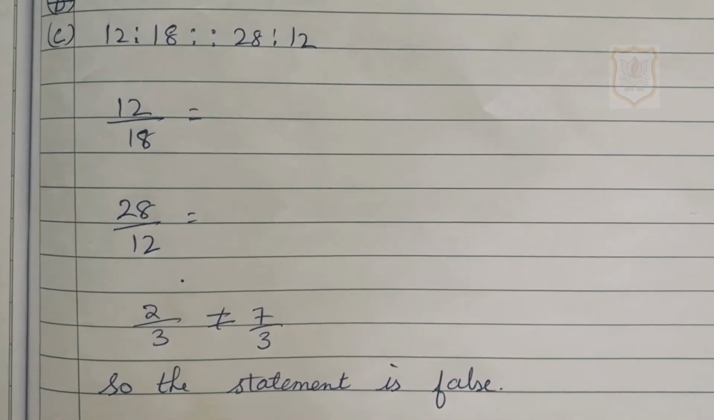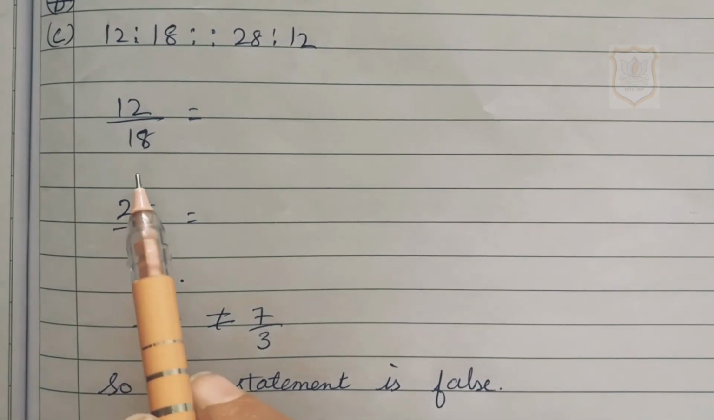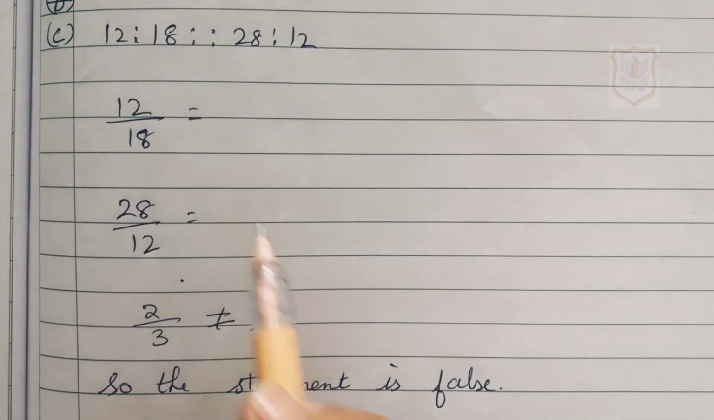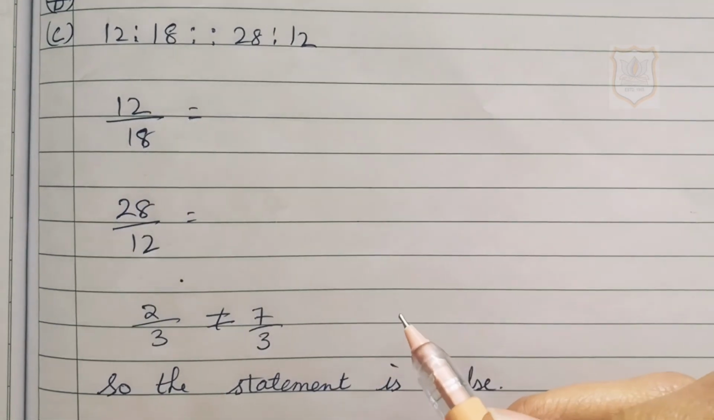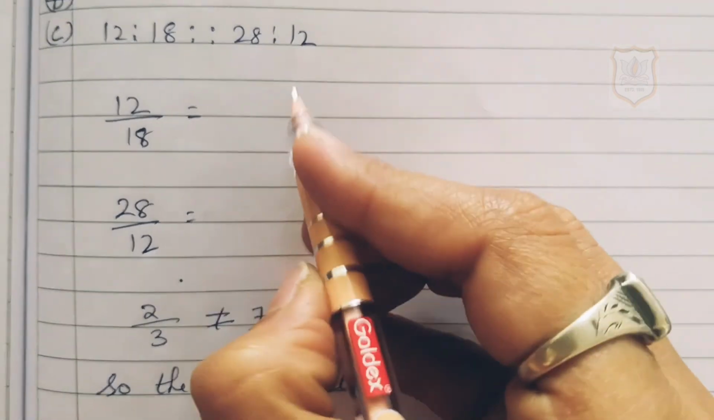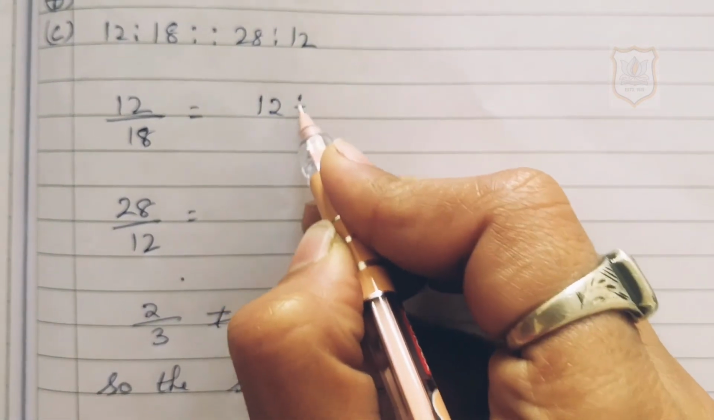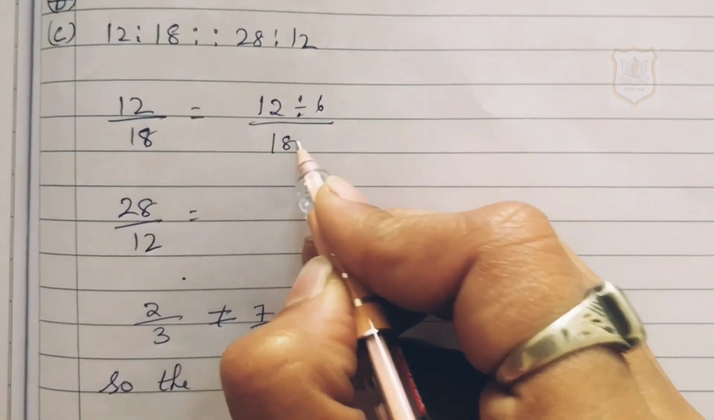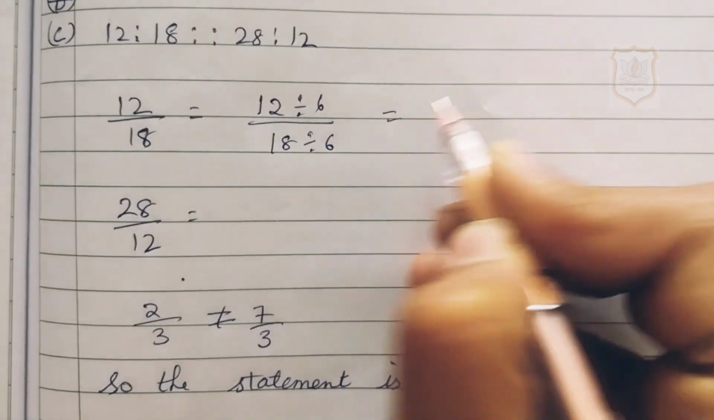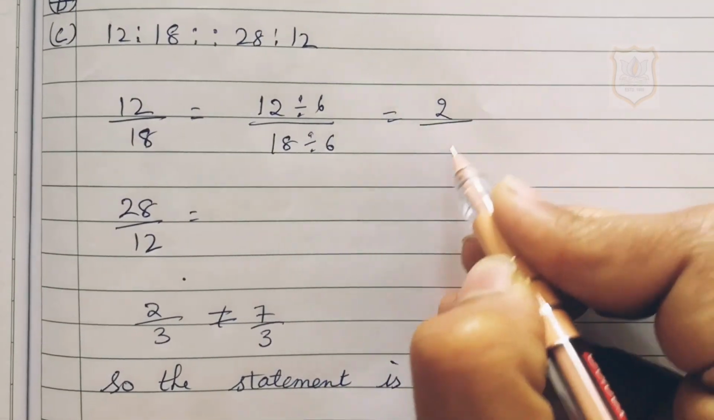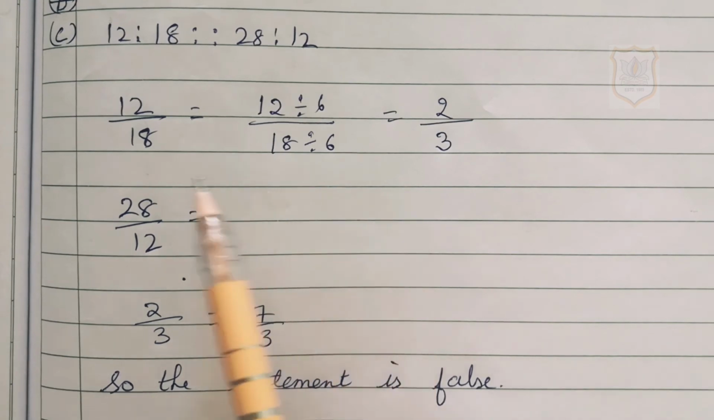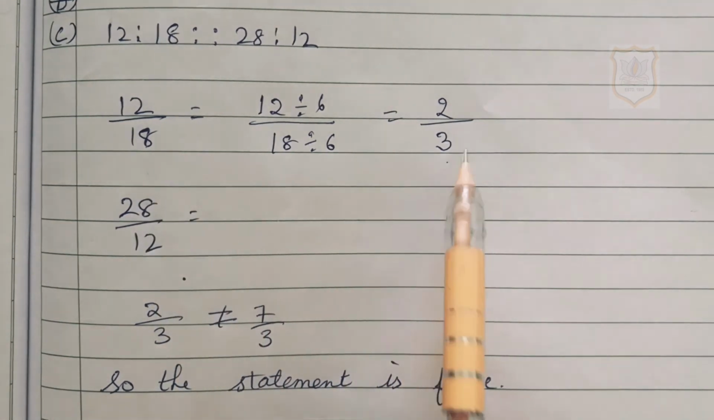To find out, first we will find out the simplest form of 12 upon 18. So first we will divide numerator and denominator by 6. So 12 divided by 6 upon 18 divided by 6. 12 divided by 6 is 2 and 18 divided by 6 is 3. So the simplest form of 12 upon 18 is 2 by 3.